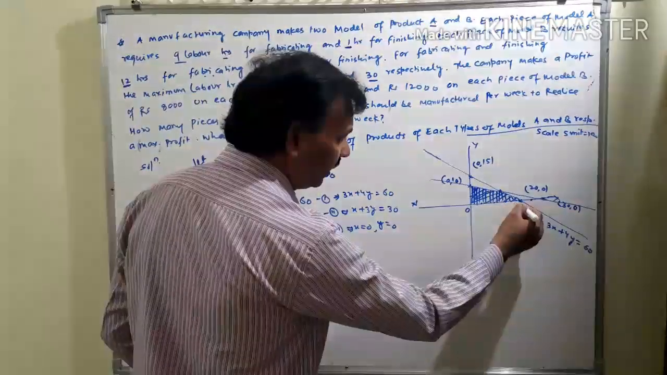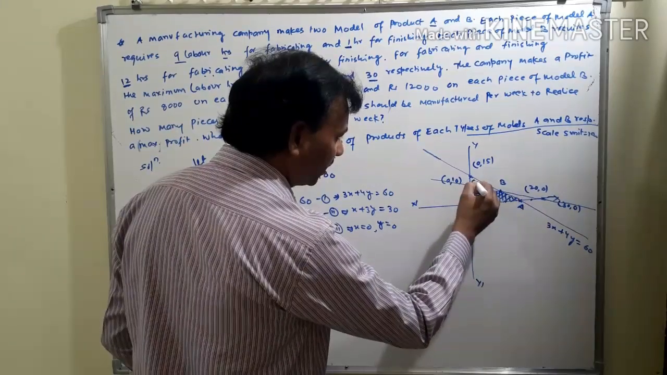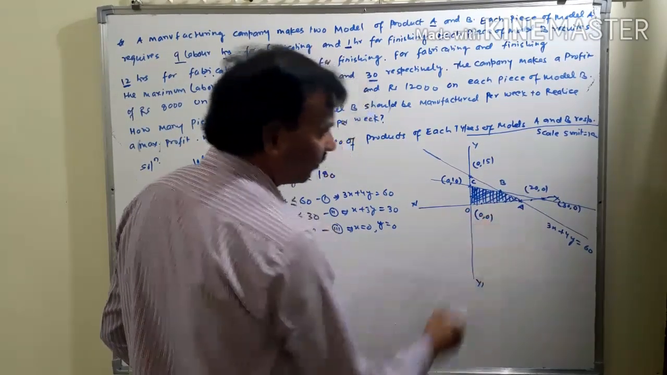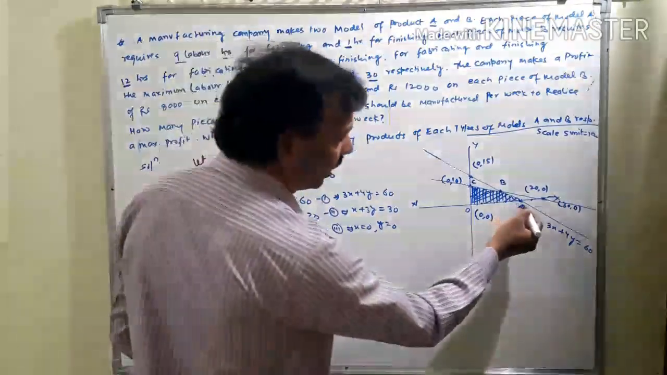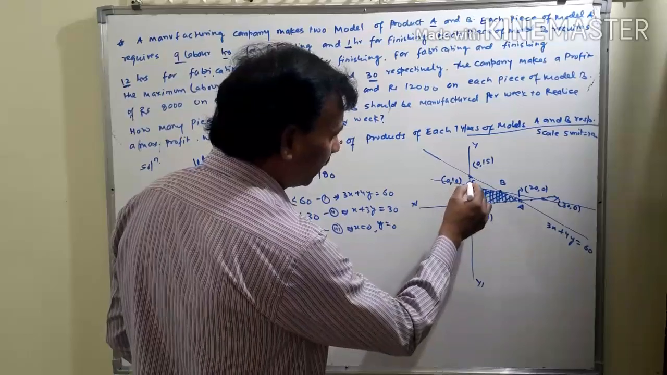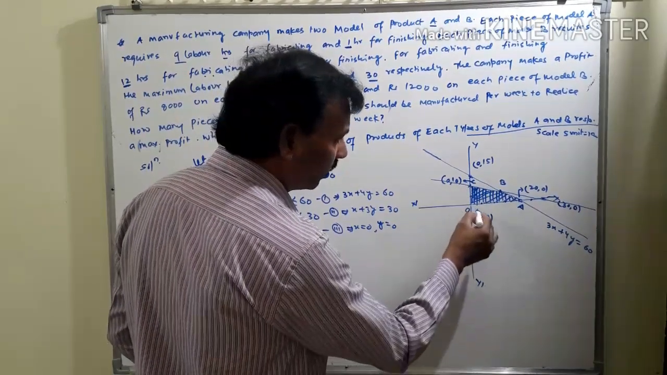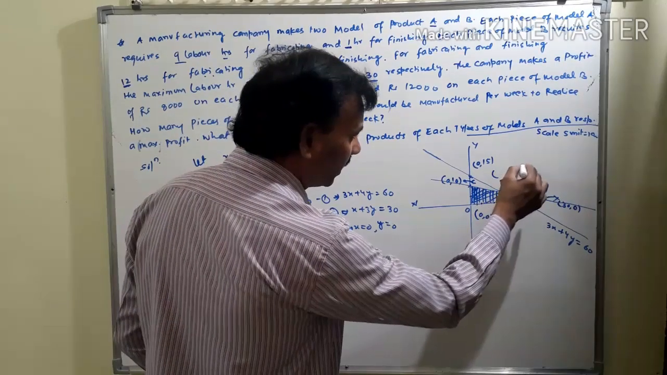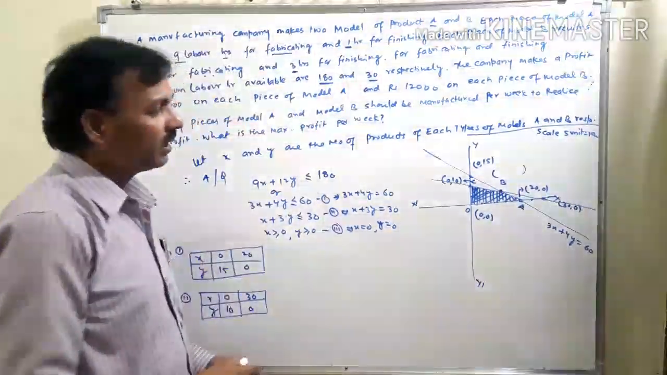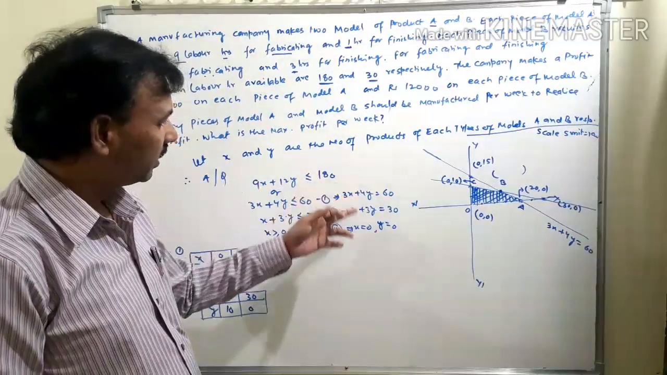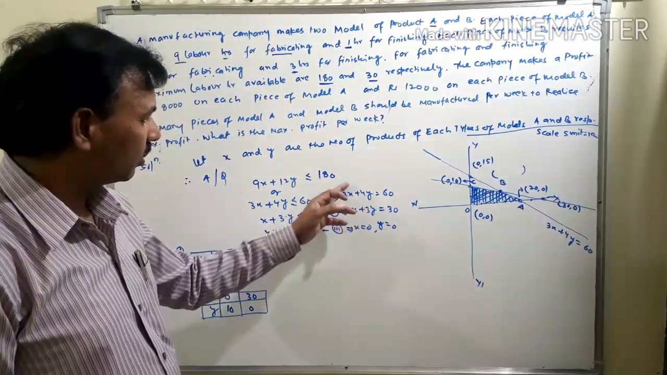Suppose this is point A, this is point B, this is point C, and this is the origin, that means this is (0, 0). Since the coordinates of point A, C and O are known, we should find the coordinates of point B. For this we should solve equations 1 and 2.